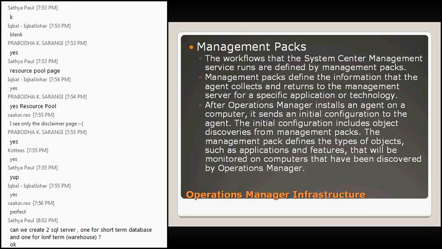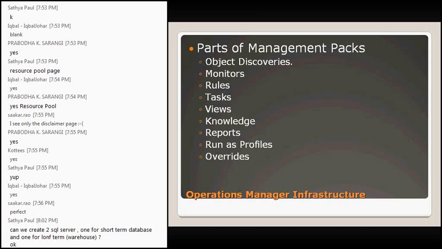All right, so that's the management pack in simple terms. But there are a few more things that you should understand about the management pack. What is this management pack made of? Like, what all things do you have inside it? That's something we will discuss right now. Different parts, or components, whatever you want to call them, of a management pack. That is the object discoveries. It's going to have monitors, rules inside it, tasks that it has to perform, views, knowledge, reports, run as profiles, overrides, etc.